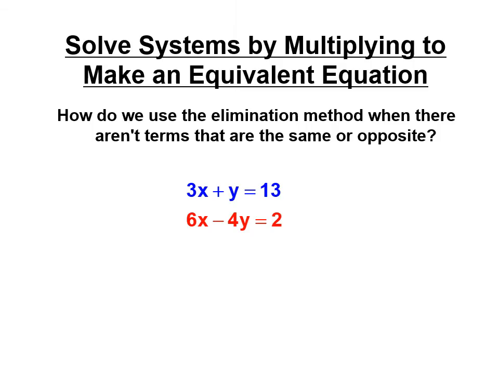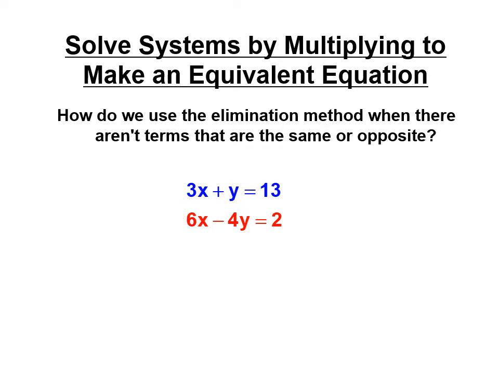So how do we use the elimination method where there aren't terms that are the same or opposite? We have a 3 and a 6 here. Well, adding them together won't eliminate x. Subtracting them won't eliminate x. We have y and negative 4y. Adding those together won't eliminate y, or subtracting them. So what do we do? Well, what if we manipulate the equations?